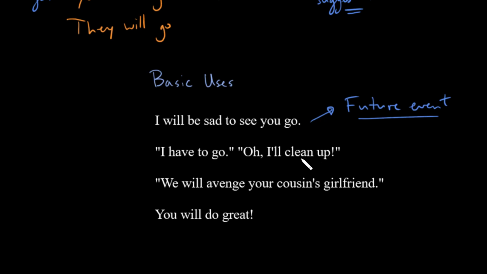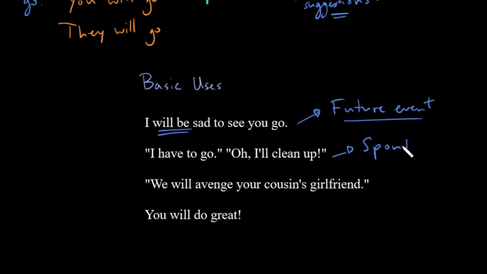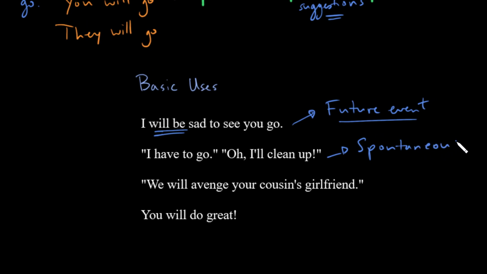If you say, for instance, "I will be sad to see you go," so we have "will be" here, that's the future simple tense, and then we are describing some kind of state of emotion in the future. The second one is a very peculiar use, and this is where we talk about some kind of spontaneous decision, some spontaneous action that we are doing, so spontaneous decision.